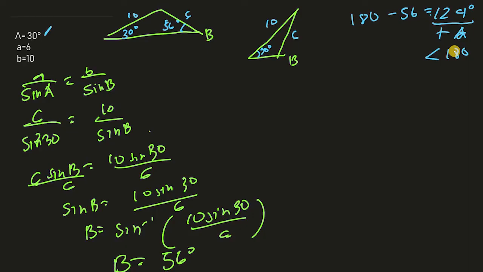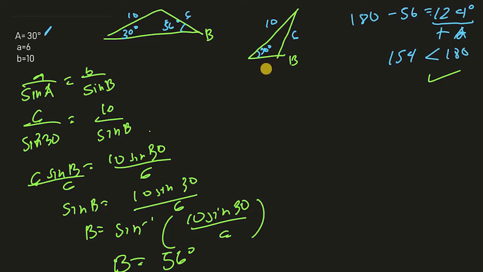So let's add that. 124 plus 30, our initial angle, is 154. And 154 is less than 180, which means we have an ambiguous case. So why did we do this test? Okay, guys, here's the point with that.